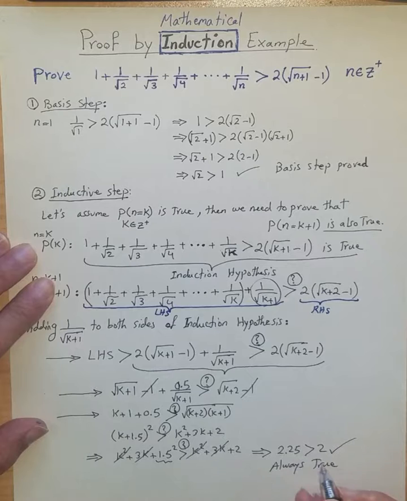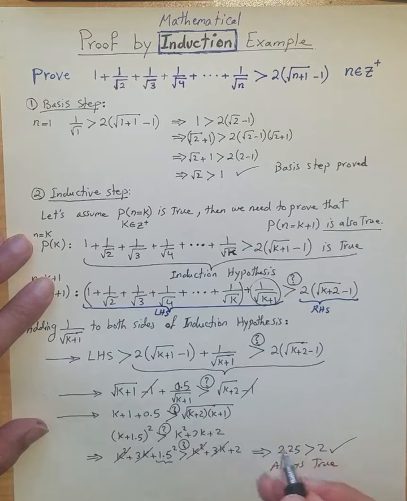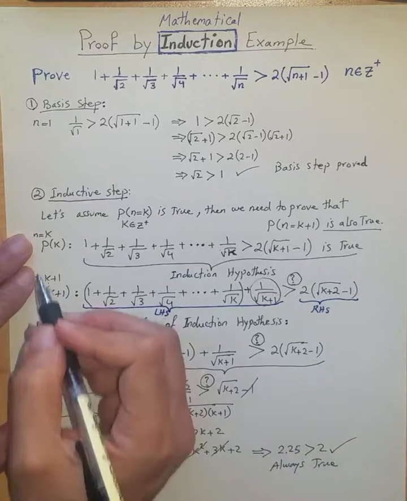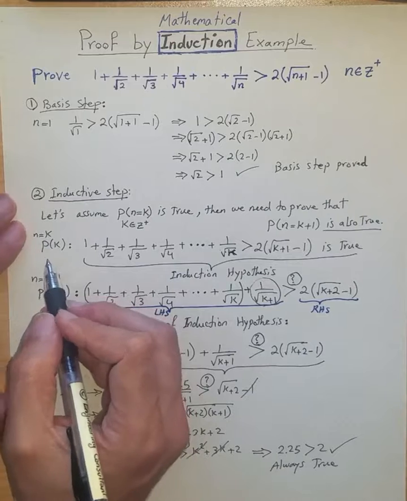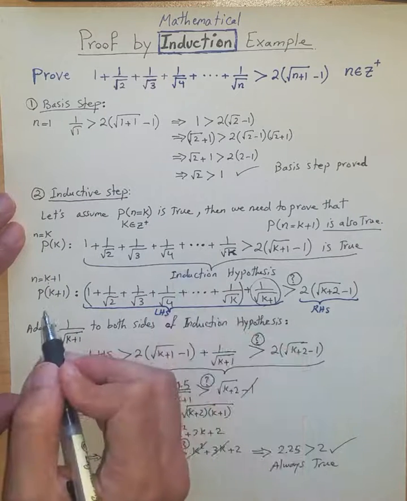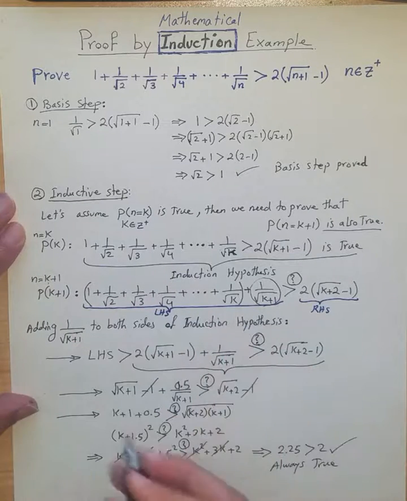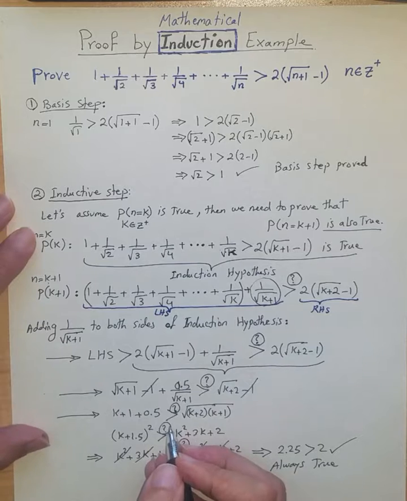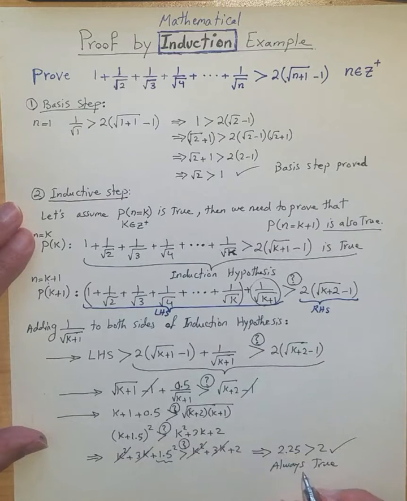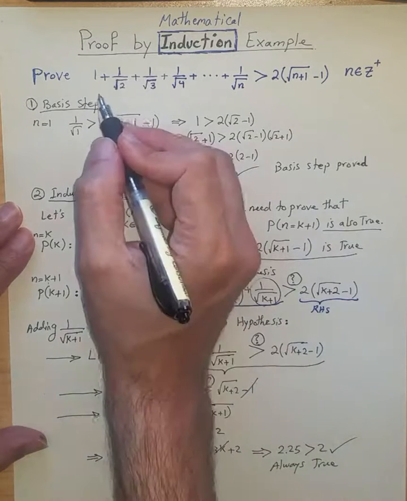So with this, we managed to prove the inductive step, meaning that from the assumption that p of k is true, we can get to also p of k plus 1, assuming k is a positive integer. So by mathematical induction, we just proved this inequality.